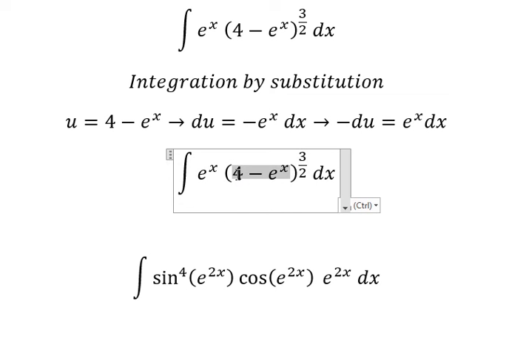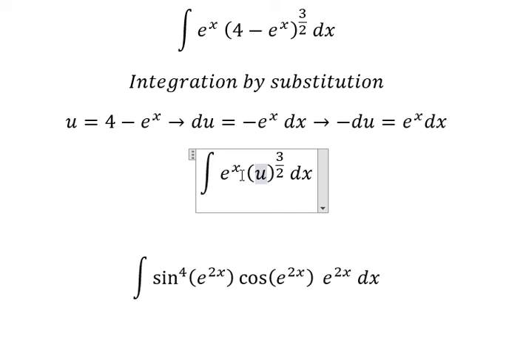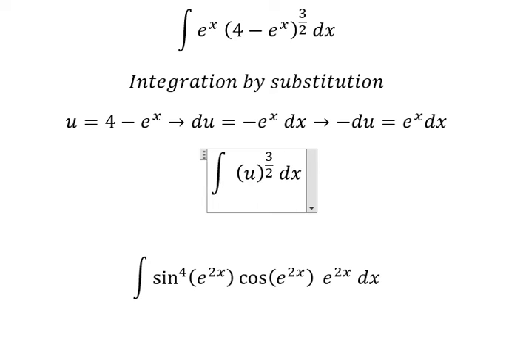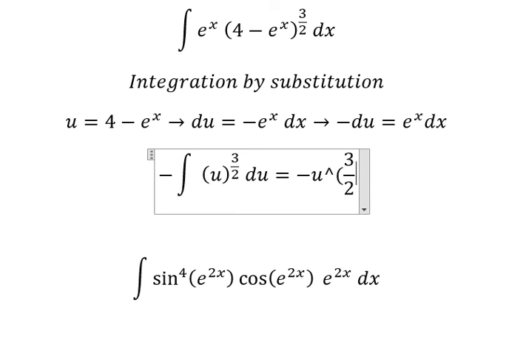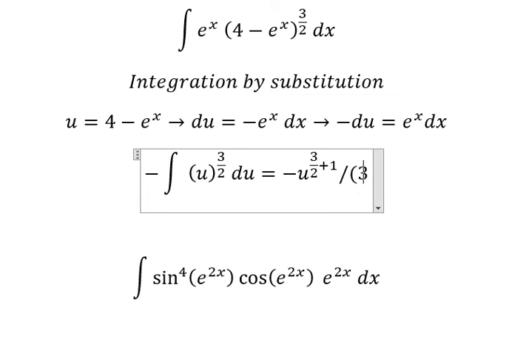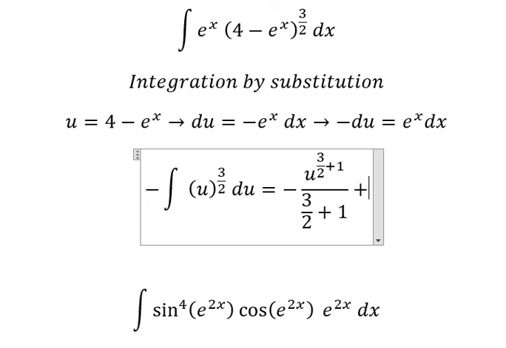This one we change by u. e to the power of s ds we change by negative du. The integration of this one, we have u to the power of 3 over 2 plus 1, over 3 over 2 plus 1, and we put c.